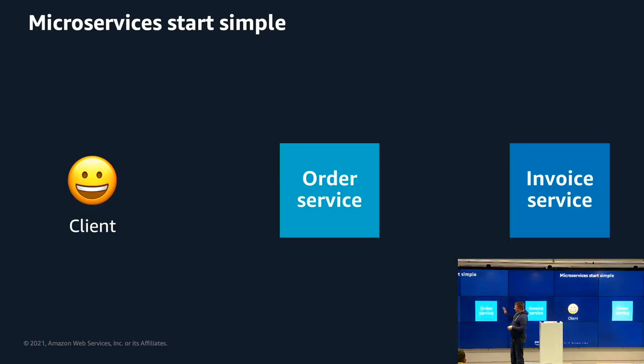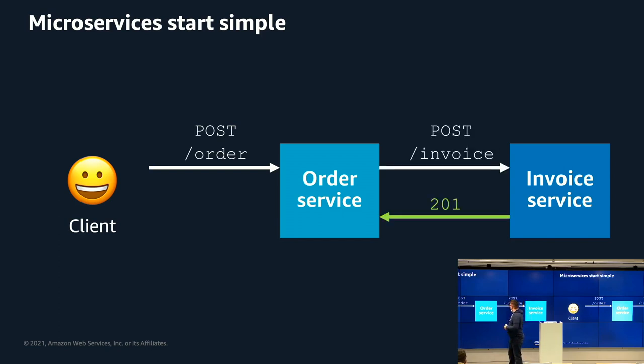And so, again, a very simple picture, right? We have an order service, we have an invoice service, we have a client who puts the request to the order service, and the order service puts the request to the invoice service, and everybody is happy, right? We had good answers from both of these services.